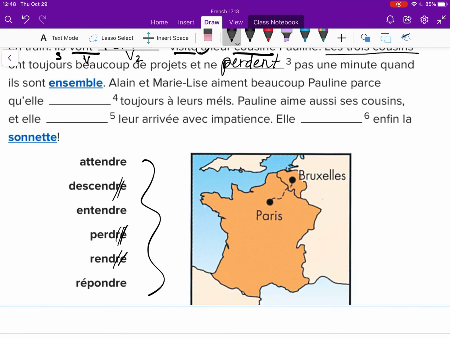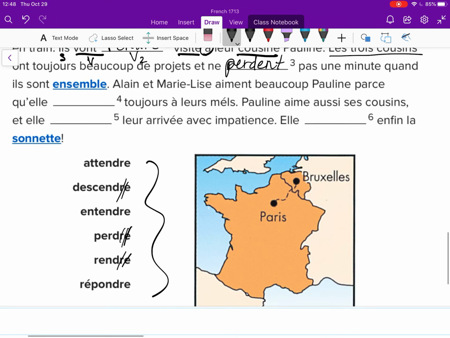Alain et Marie-Lise aiment beaucoup Pauline parce qu'elle blank toujours à leur mail. What does she do to their emails? She probably responds. Take off RE, add my ending. In this case, elle doesn't have an ending. There's no additional thing there. So elle répond toujours à leur mail.